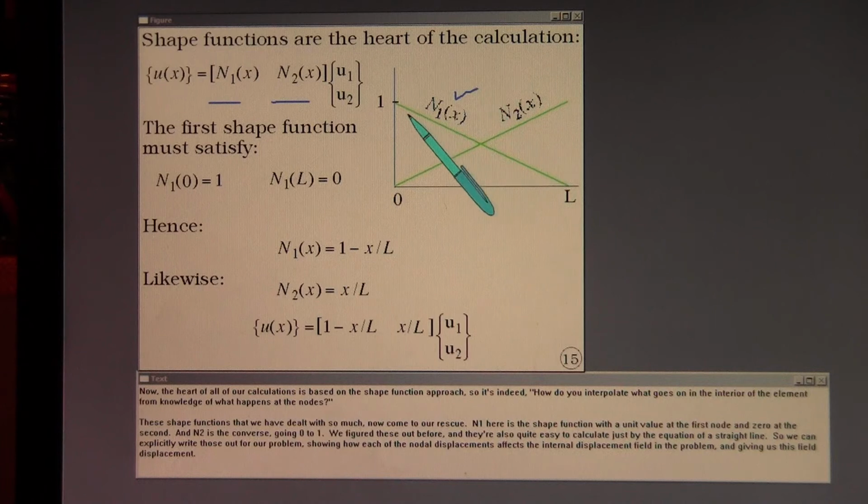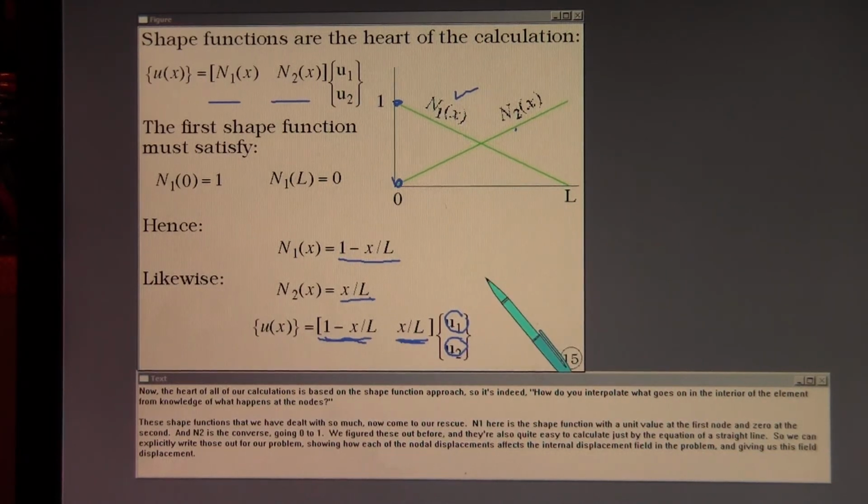N1 here is the shape function with a unit value at the first node and 0 at the second. And N2 is the converse, going 0 to 1. We figured these out before, and they're also quite easy to calculate just by the equation of a straight line. So we can explicitly write those out for our problem, showing how each of the nodal displacements affects the internal displacement field in the problem, and giving us this field displacement.